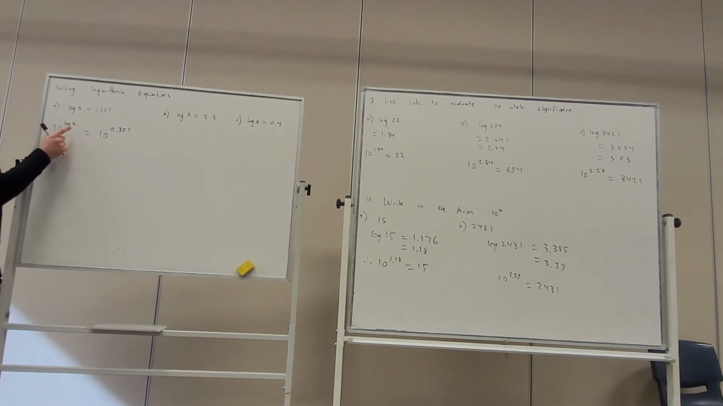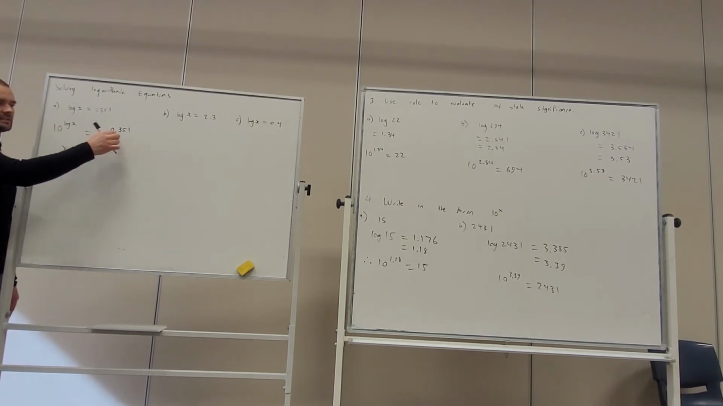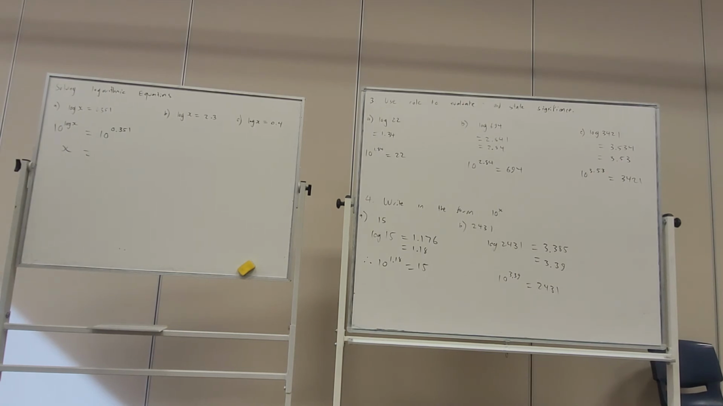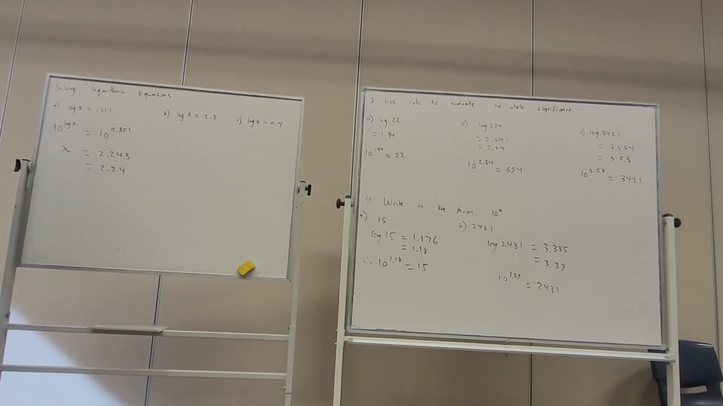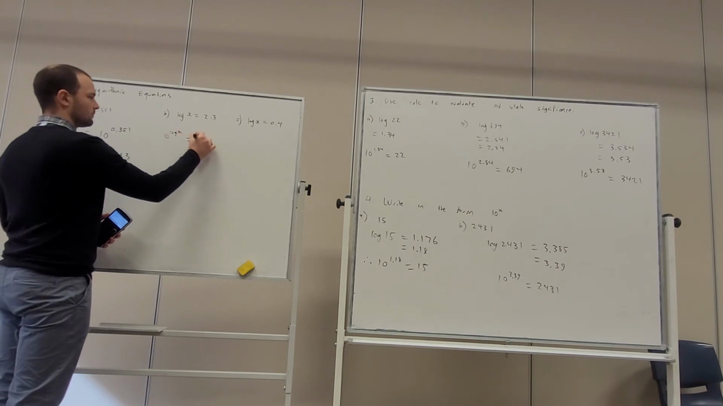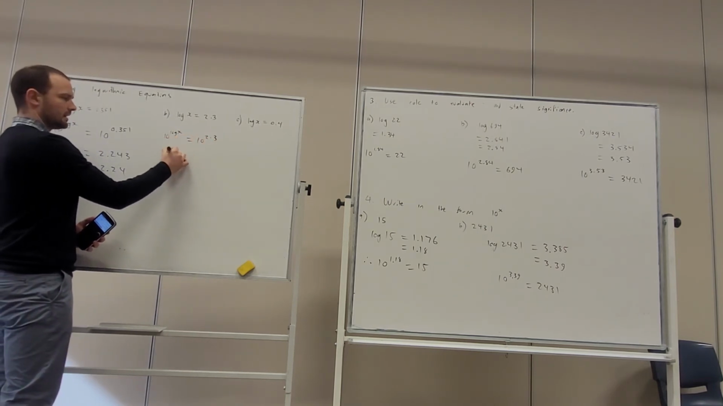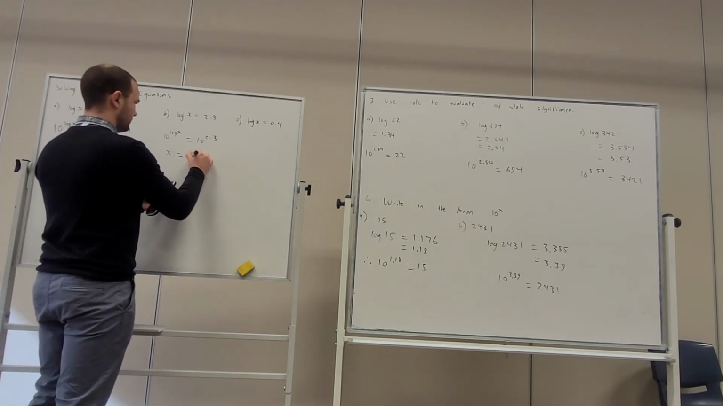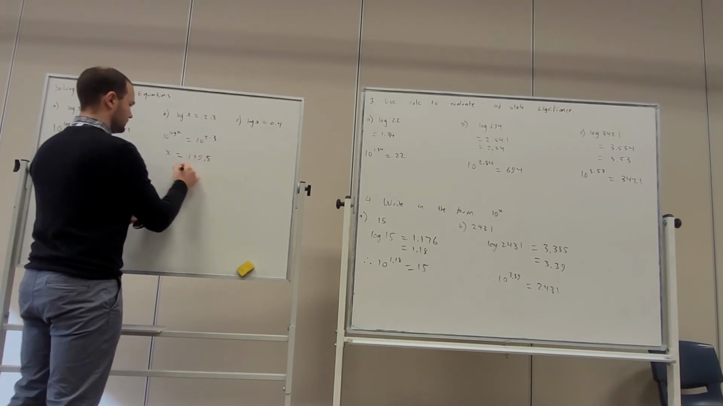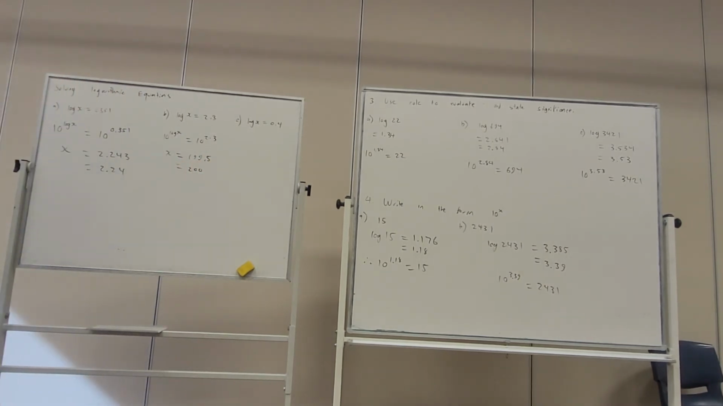Now, this is the rule: 10 to the log x equals x. So we've moved from there to there. And then over here, 10 to the 0.351, we can just put that in our calculator. I've got 2.24. Same with b, put 10 to the power of both sides. This simplifies to x, and then 10 to the power of 2.3 is 199.5. We'll round that to three significant figures, which would be 200.